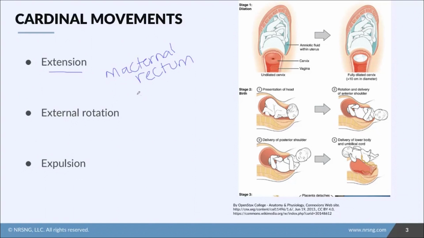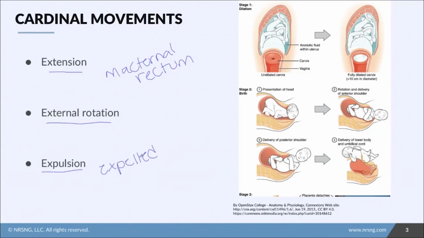And so then we have this movement here. Our extension is going to end with the head being delivered, and then it's going to rotate. We're going to have external rotation, and that's going to happen so that it can realign its body. And then it's going to have expulsion, which is when it will just be expelled out.